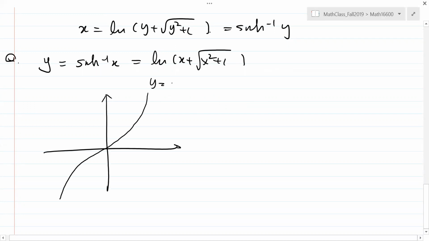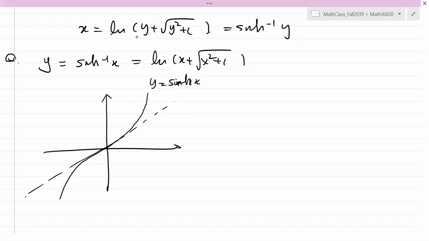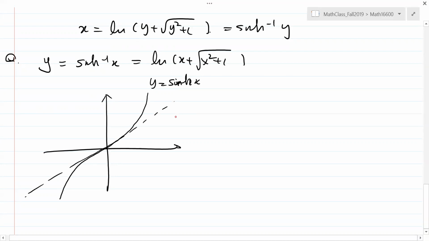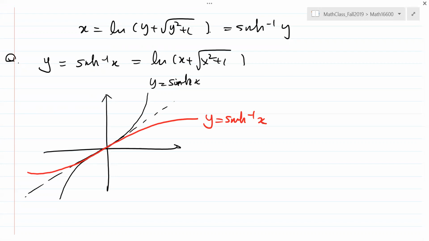for the original one, hyperbolic sine x. So you draw the line, the middle line. Then let's use a red pen. I think this is the graph of y equals the inverse. So the range and the domain are still the same, from negative infinity to positive infinity. Don't worry about it.